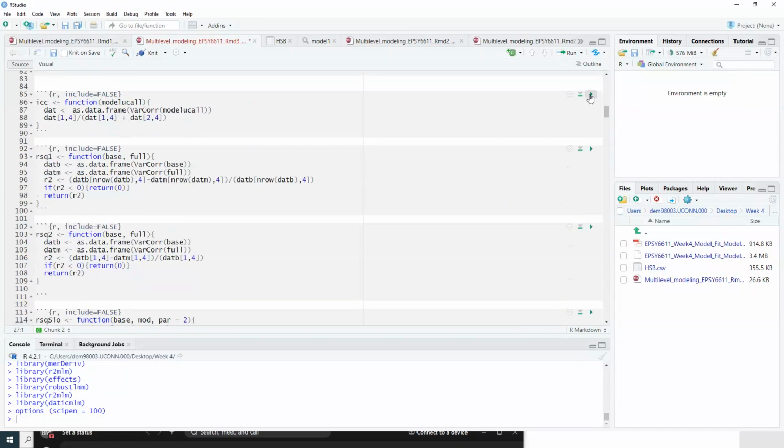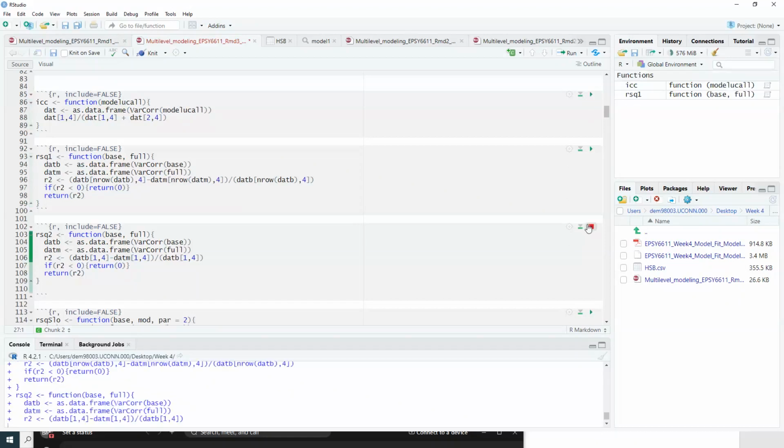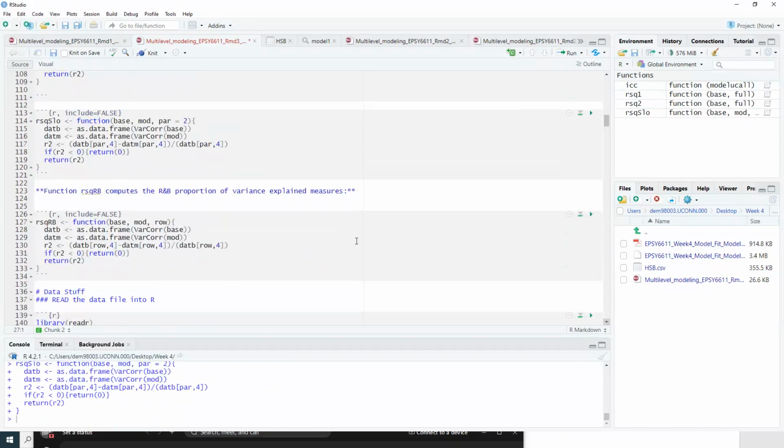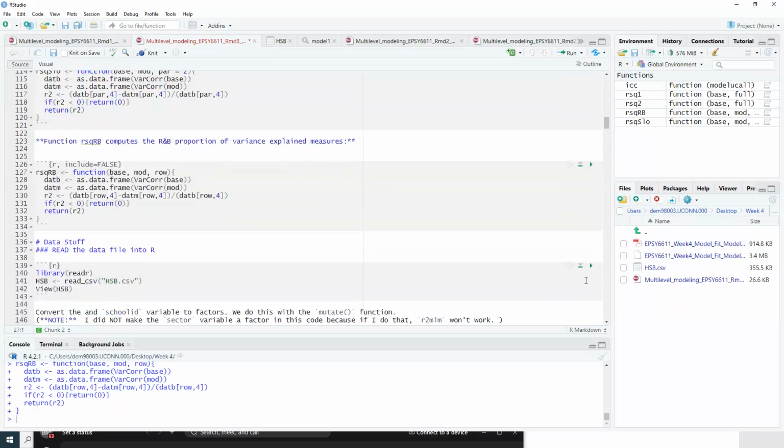So this one's an ICC. This is the Raudenbush R squared at level 1, Raudenbush R squared at level 2. The intercepts, R squared slope is for the slopes. Okay. Here we go. I'm just going to go ahead and attach those in case we need them. And then this final one is R squared RB, which is more general, that you can use for slopes or intercepts. So right now, all I've done is make those available.